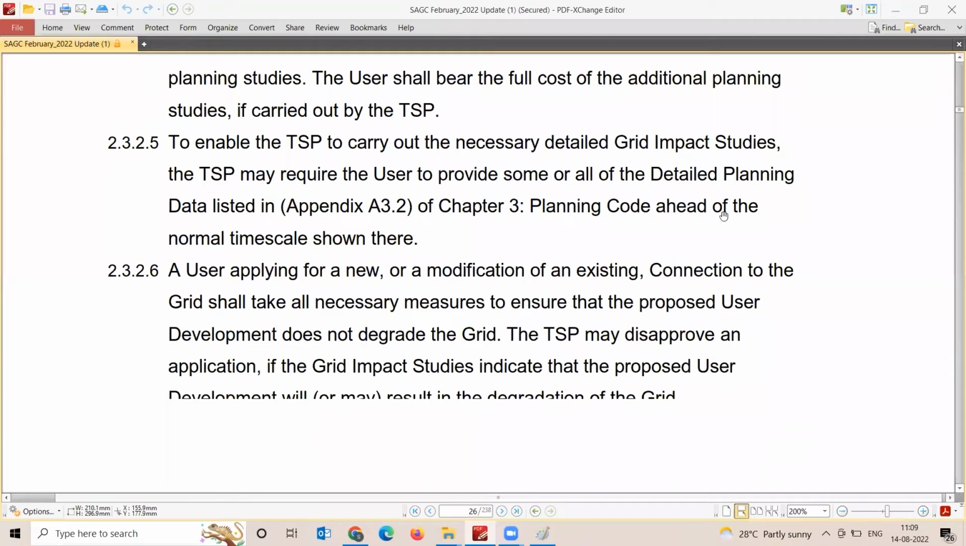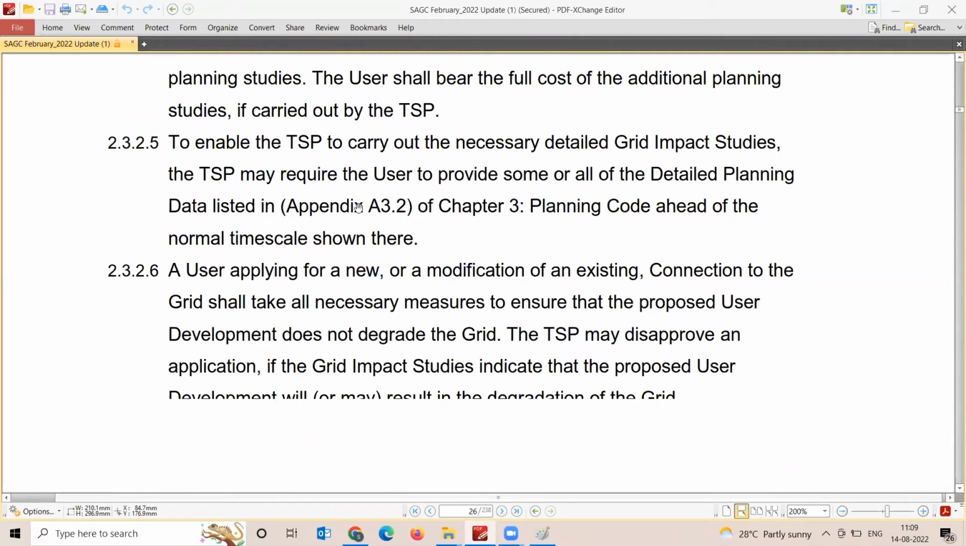Chapter 3 planning code ahead of the normal time scale shown there. In Saudi Arabia, they are collecting this data from the independent power producer, some or all of the detailed planning data which is listed here, and they are performing the study. In India, it is the other way around.